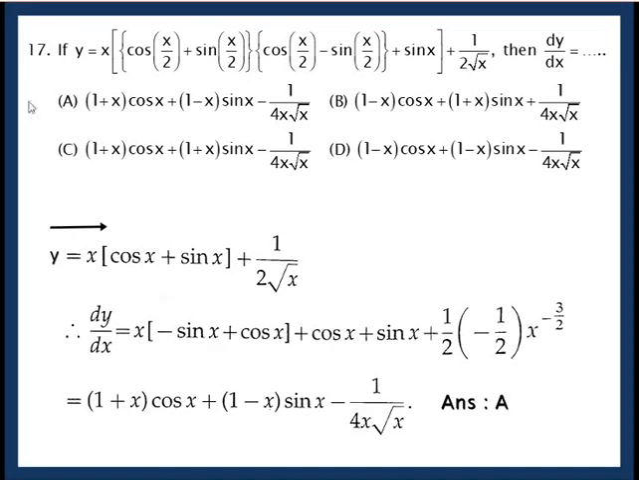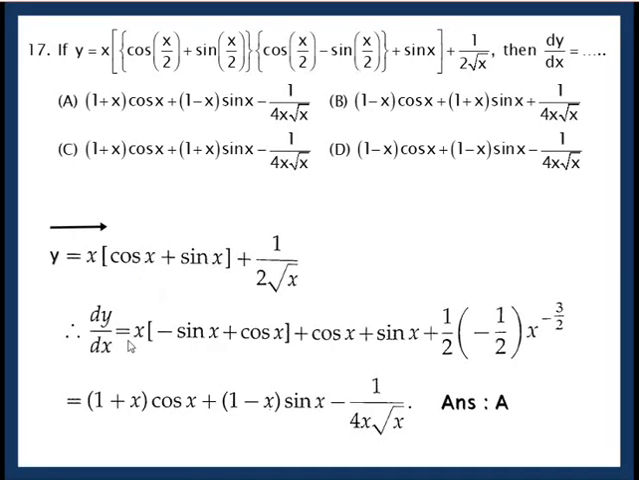The next sum. If y equal to x into (cos x by 2 plus sin x by 2) into (cos x by 2 minus sin x by 2 plus sin x), bracket complete, plus 1 upon 2 root x, then dy/dx is. Now I have written this directly. See, (a plus b) into (a minus b), a square minus b square. What is cos square x by 2 minus sin square x by 2? Cos square theta minus sin square theta is cos 2 theta. So cos of 2 times x by 2, that is cos x, plus sin x as it is.